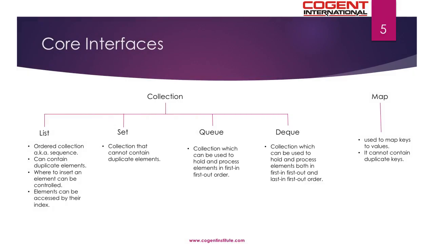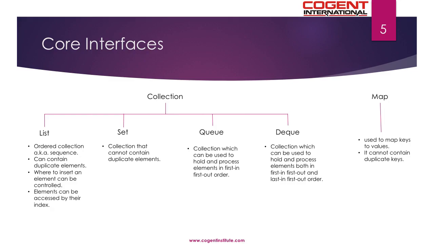So here are the core interfaces in the collections framework. At the top, we have the collection interface. The list, set, queue, and deque interfaces extend from the collection interface. We have the map interface as well. The list interface is an ordered collection, also known as a sequence. It can contain duplicate elements. Where to insert an element can be controlled. Elements can be accessed by their index.